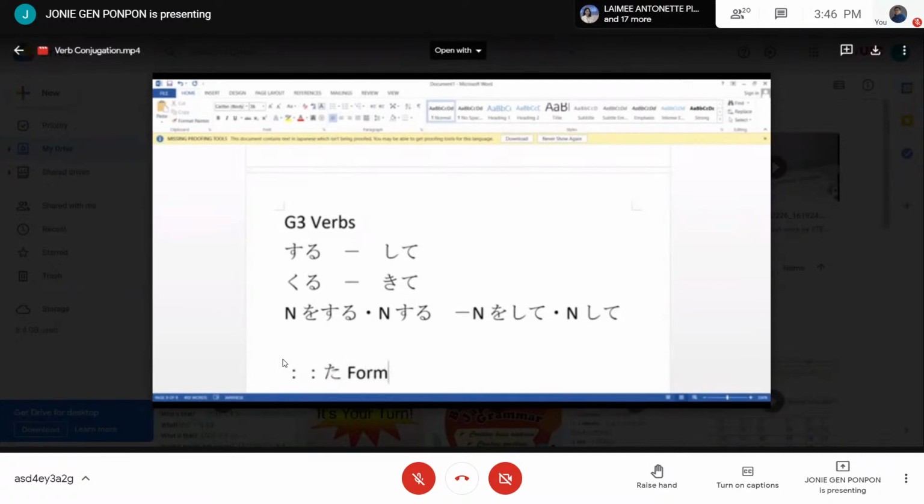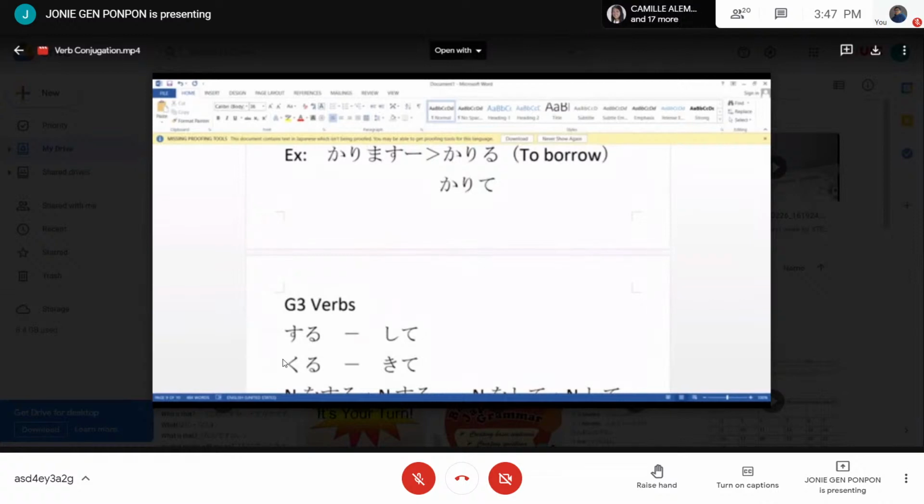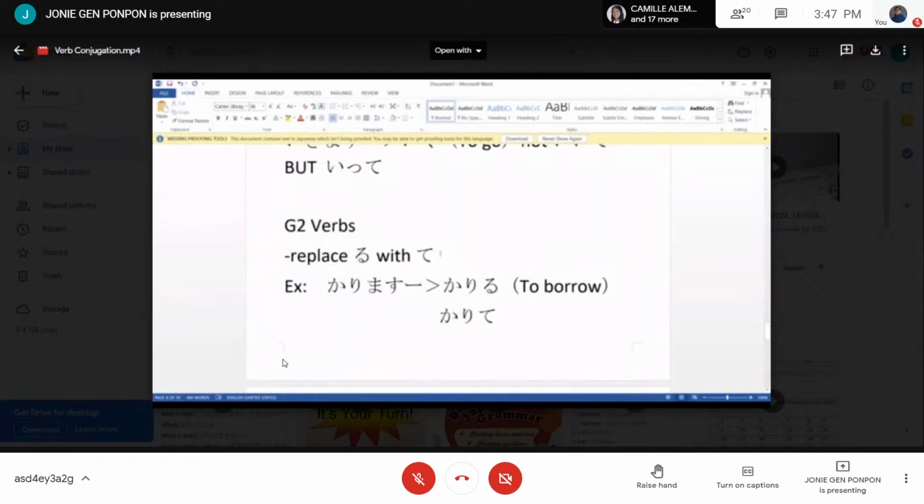The ta-form. Again, for the ta-form, you should also classify group 1, group 2, and group 3 verbs. Okay, so for group 1 verbs, the same format as the te form.